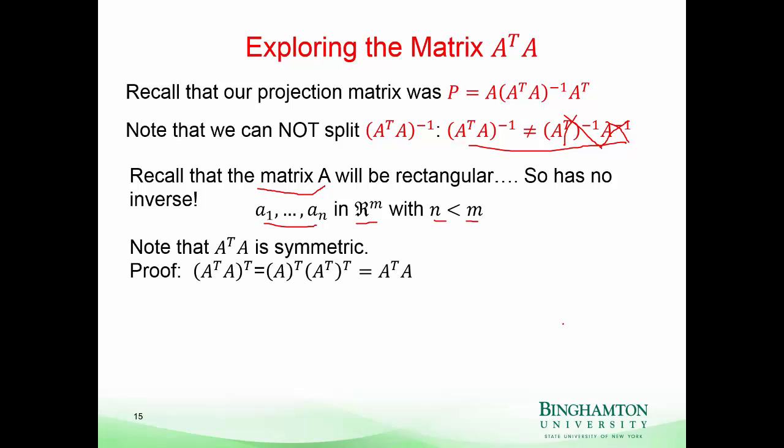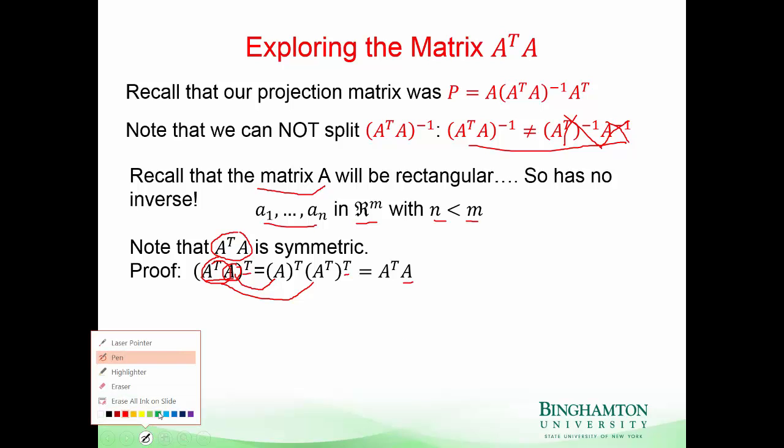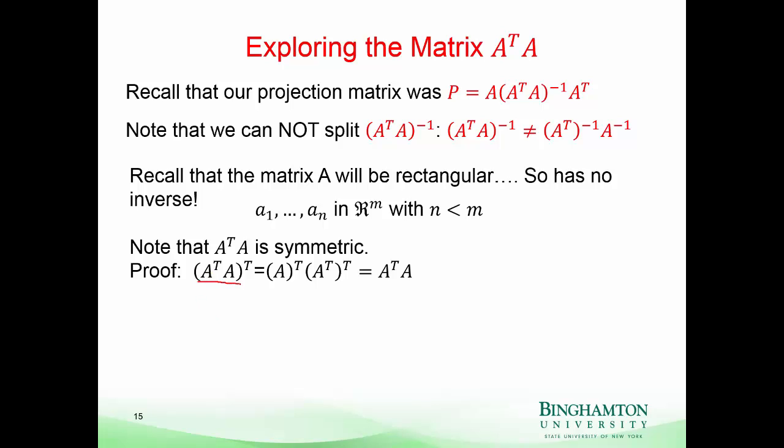But what we do know is that A transpose A is going to be symmetric, and that's easy enough to see. Take A transpose A and take its transpose. Using properties of transpose, we interchange: we take that and move it over here and transpose it, we take this and move it to the other side and transpose it. And then A transpose transpose is just equal to A. What have we just established here? We have that A transpose A is equal to its own transpose. That's the definition of a symmetric matrix. So it's symmetric.